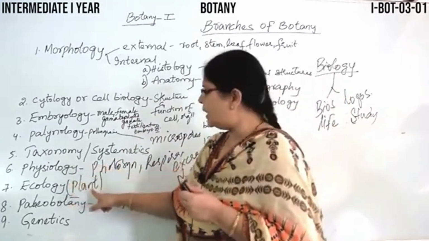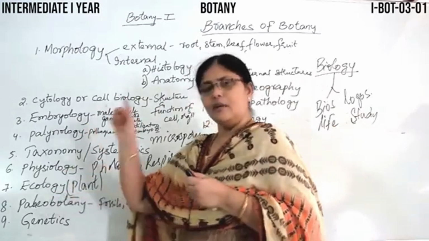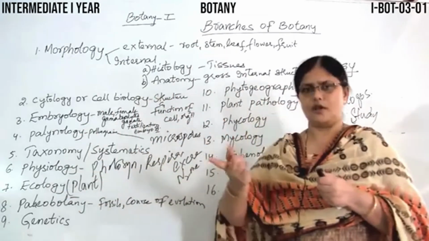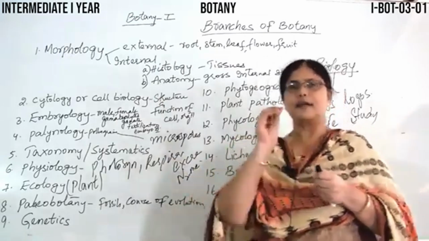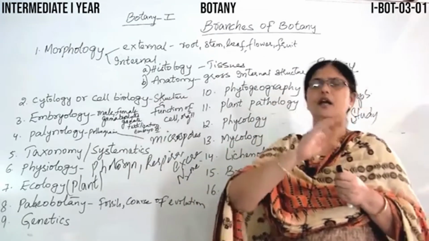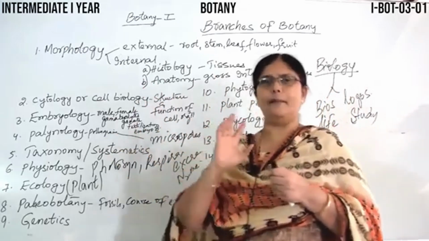In botany, we deal only with plant ecology. Animal ecology is dealt with in zoology. So, ecology is a branch of botany which deals with the study of living organisms, that is plants, and their interactions with the environment.